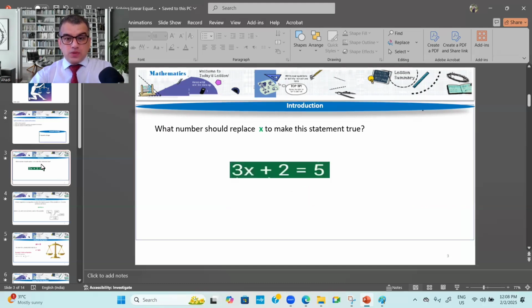As an introduction, what number should replace x to make this statement true? In place of x, which number do we have to replace in this statement? 3x plus 2 is equal to 5, for both sides of this statement to be true.